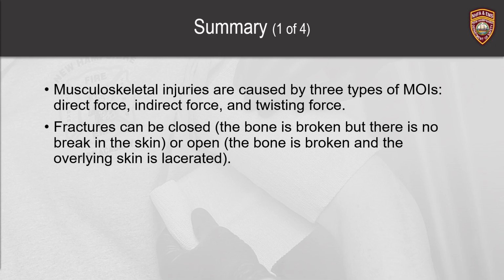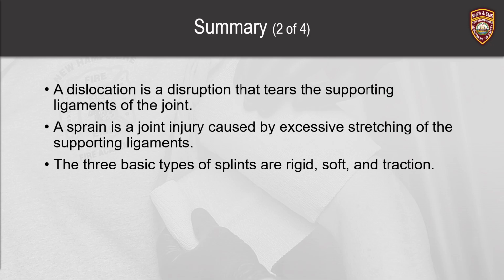Musculoskeletal injuries are caused by direct force, indirect force, or a twisting force. A fracture is a broken bone. Fractures can either be closed or open. If the bone breaks through the skin, it's an open fracture. A dislocation is a disruption that tears the supporting ligaments of a joint and moves the joint out of its normal position. A sprain is a joint injury caused by excessive stretching of the supporting ligaments.